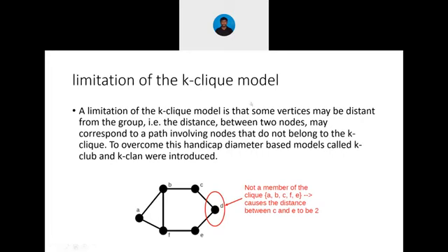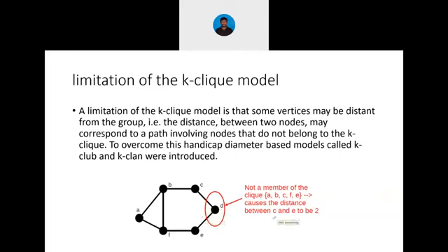So, the limitation of the k-clique model. The limitation of the k-clique model is that some vertices may be distant from the group, that is, the distance between the two nodes may correspond to a path involving nodes that do not belong to the k-clique. How it has been defining the limitation of the k-clique here is, you consider this figure, right?